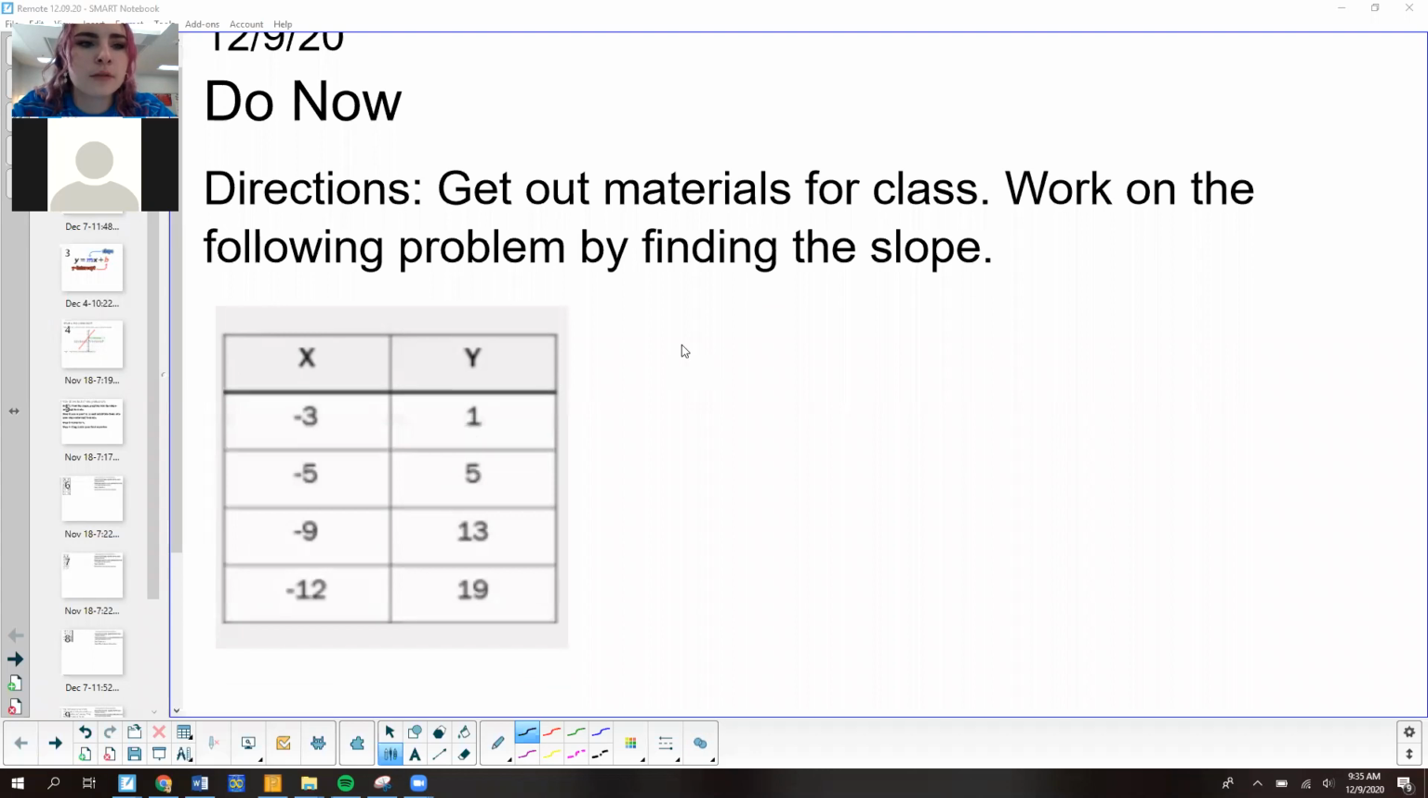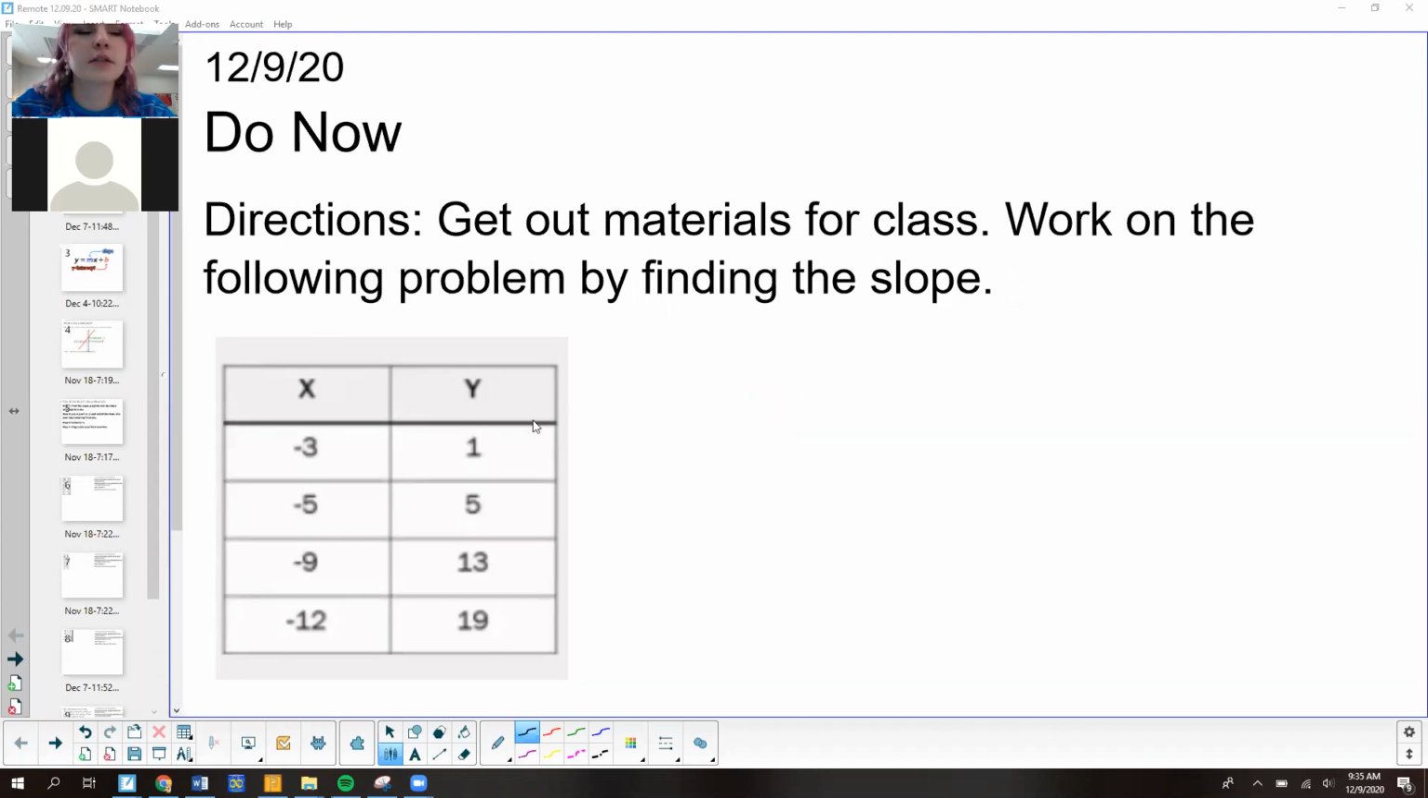So, directions: get out materials for class, and work on the following problem by finding the slope. I wanted to integrate this into our discussion today, because I put some problems like this in our practice finding slope assignment from last week, and a lot of people missed it or weren't sure what to do. So I wanted to make sure that we understood what we were looking at.